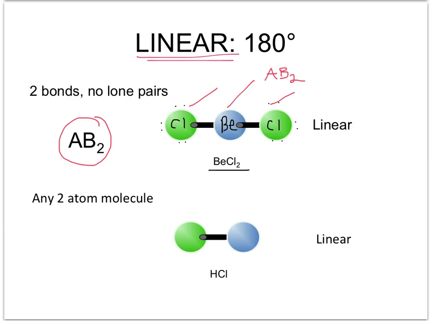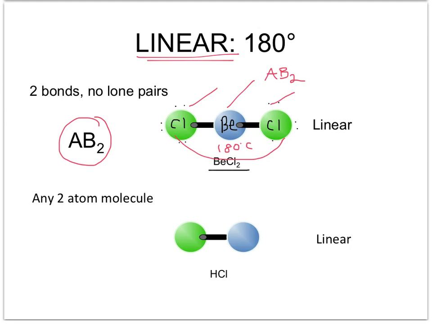Notice that the 2 bonding atoms are 180 degrees apart from one another. That is as far as they can get from one another in 3-dimensional space. So any molecule that will be coded as an AB2 will be linear in structure.